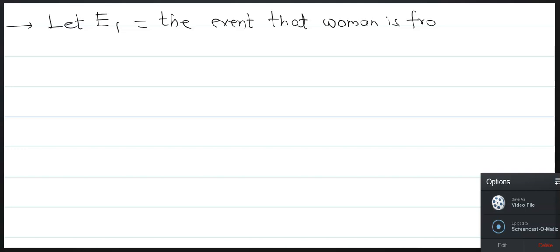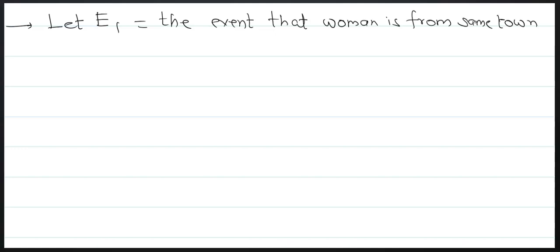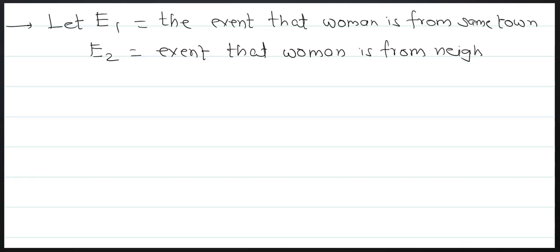Therefore, this is very simple again. What is our required formula? Bayes theorem. That is, probability of E1 conditional G is equal to probability of E1 into probability of G conditional E1, upon probability of E1 into probability of G conditional E1 plus probability of E2 into probability of G conditional E2. Now let us start. Here E1 is the event that the woman is from the same town, and E2 that the woman is from the neighboring town. These are the two things.